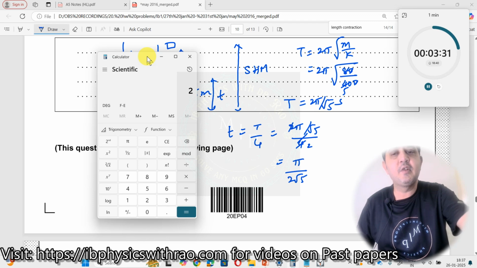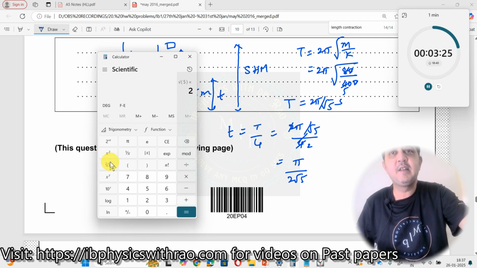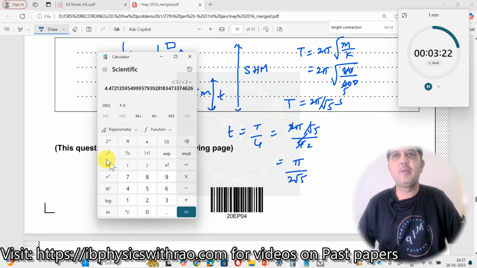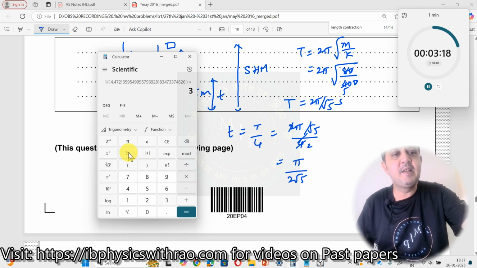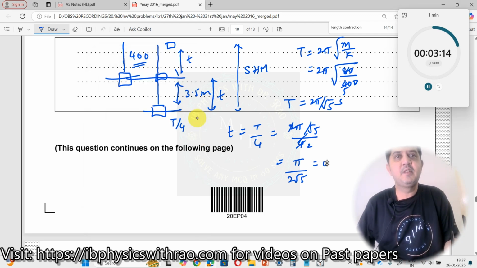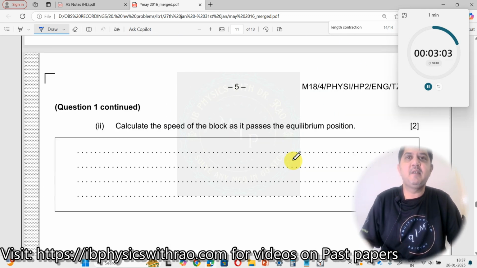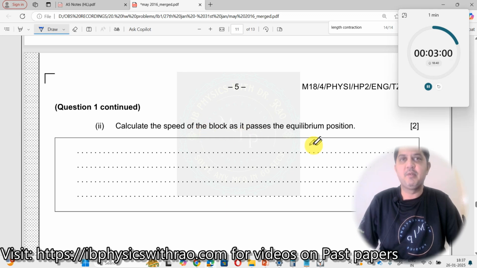Let us calculate that value. First, let us find the value of root 5. I get the square root of 5, multiply this by 2, and I get 4.47. Take the reciprocal of this, multiply by 3.14. This gives you 0.7 seconds. Thus the time taken here is 0.7 seconds. So this is your right answer. Next, calculate the speed of the block as it passes through the equilibrium position.